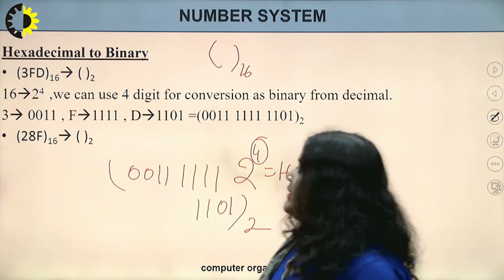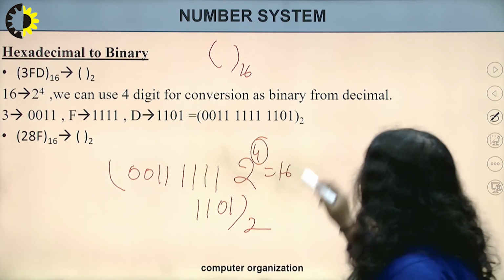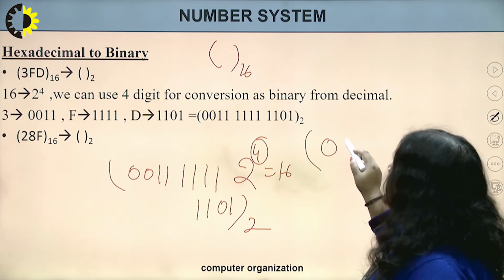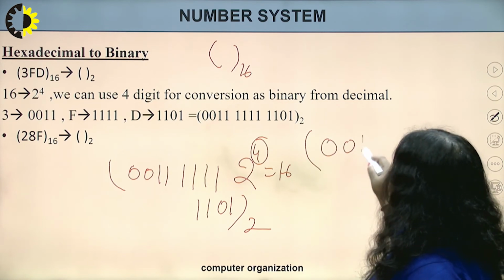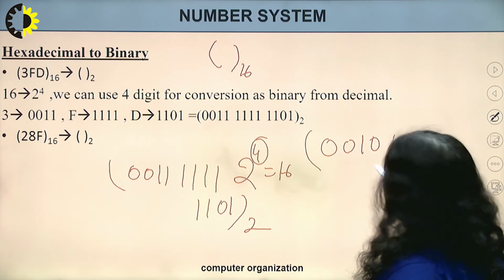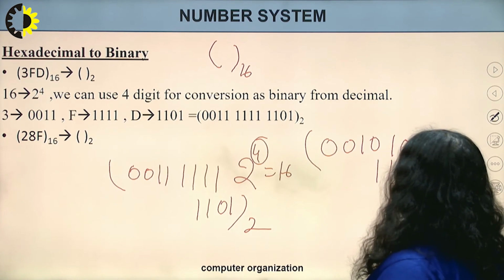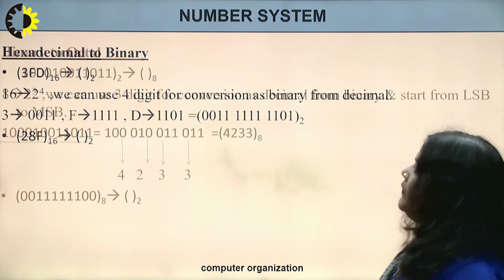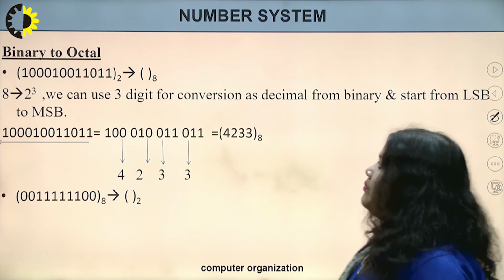Now the second example is 28F. For 28F, each digit we have to represent in 4-bit form. So it is basically 0, 0, 1, 0, 1, 0, 0, 0, and the F value is 1, 1, 1, 1. So this is the number representation of base 16 to base 2.